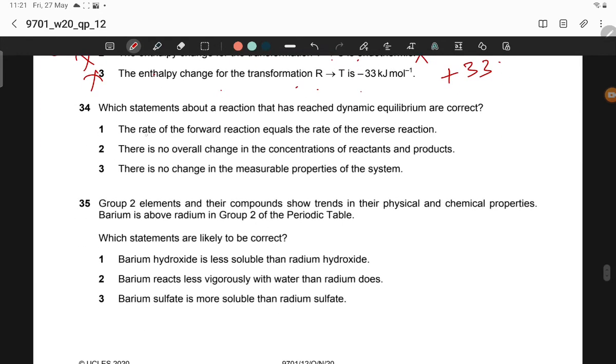Question number 34. Which statements about a reaction that has reached dynamic equilibrium are correct? The rate of forward reaction equals the rate of the reverse reaction. Correct. There is no overall change in the concentration of reactants and products. It is also correct. There is no change in the measurable properties of the system. Yes, it is also correct. So option A.